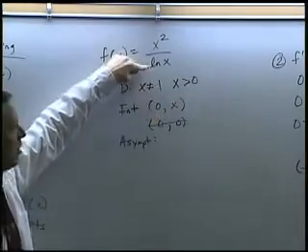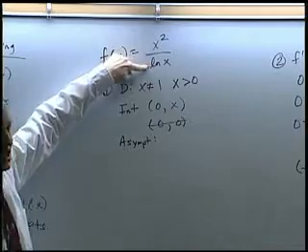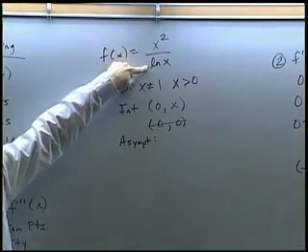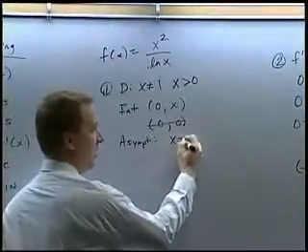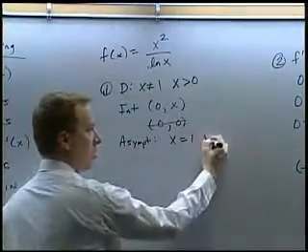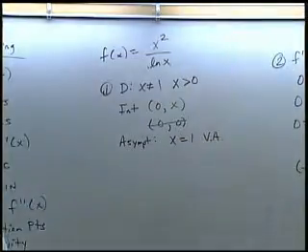Okay, and if I sub in 1, I get 1 divided by 0. That's an asymptote. Whenever you get something else divided by 0, it's an asymptote. So definitely x equals 1 will be a vertical asymptote on this graph.